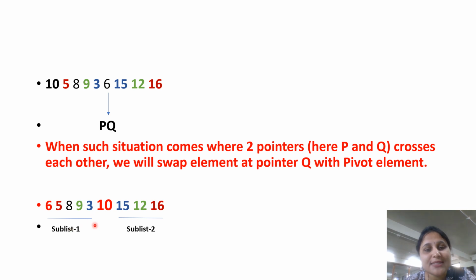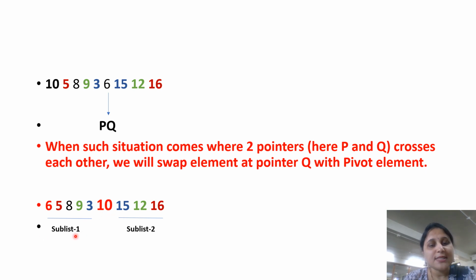in such a way that the elements present before 10 are all smaller than 10. You can see sublist 1 and sublist 2, and in sublist 2 all elements that are greater than 10 are shifted to the right side of 10, meaning all greater elements are next to 10. In the entire list, 10 is the only element standing at its correct position. That means now 10 will not change its position.